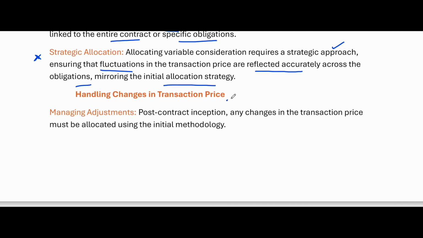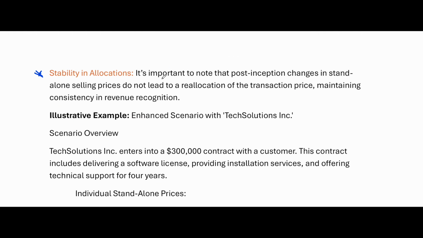Handling changes in the transaction price. Managing adjustments. Post-contract inception, any changes in the transaction price must be allocated using the initial methodology. Stability in allocations. It's important to note that post-inception changes in the standalone selling prices do not lead to reallocation of the transaction price, maintaining consistency in revenue recognition. Consistency principle. Okay. Now you understand what the allocation is, based on this example.